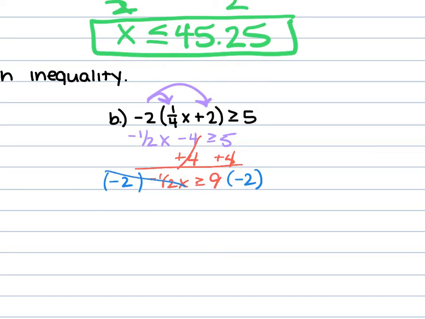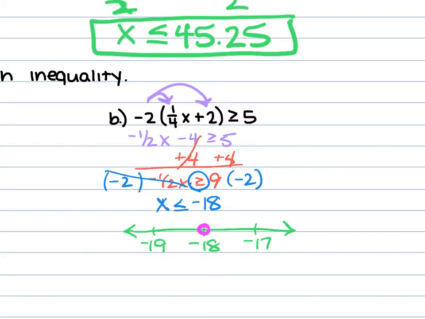and we end up with x is less than or equal to negative 18. Remember, you switch that sign because you're multiplying each side by the negative. So on our number line, we're going to have a negative 18, a negative 17, and a negative 19. We're going to have a closed circle on that 18, and our line's going to run to the left because our variable comes first in our inequality, and our sign points to the left.